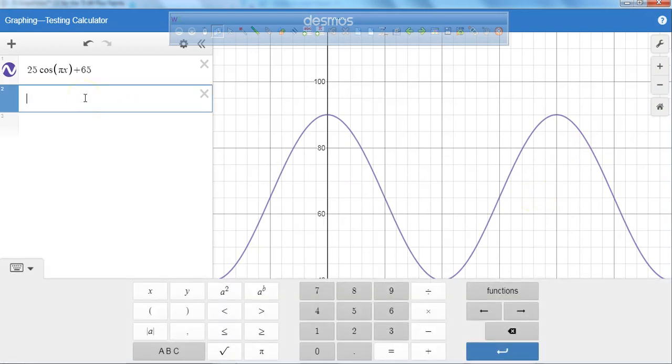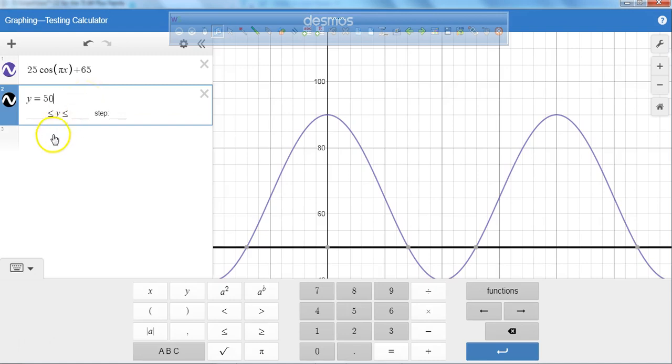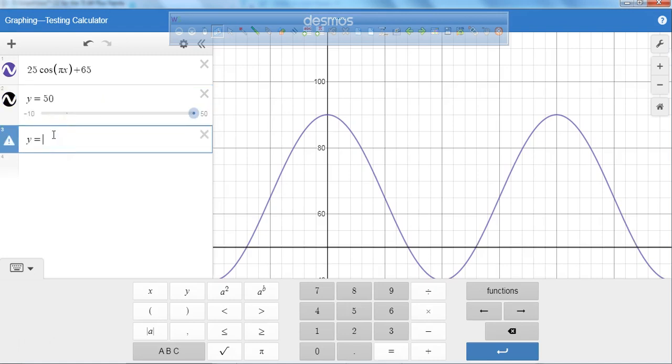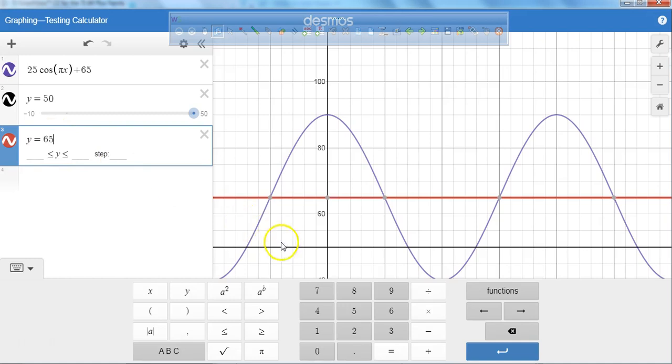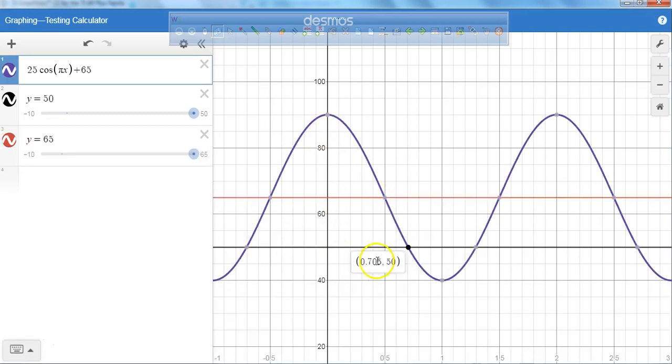And then we're going to put y equals 50. And we're also going to put y equals 65, which was the midline. All right, so here we go. It looks like the first time was 0.7. We got it right. 0.71. And the second time was 1.3. We got it right. Or 1.30. So just by doing the math.